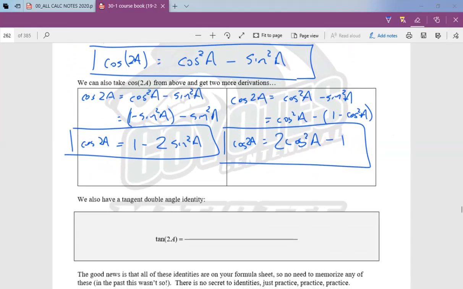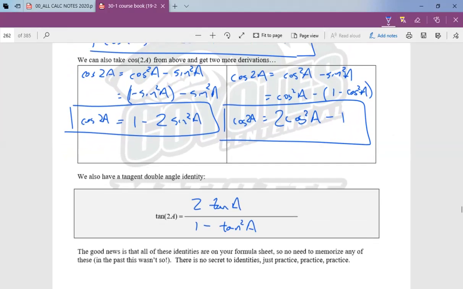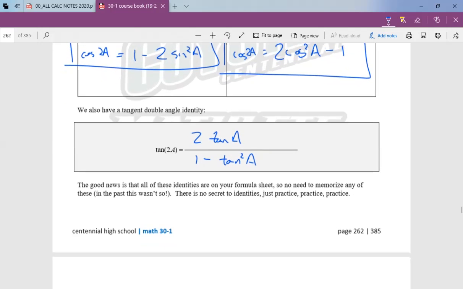All right, tangent. Tangent ends up being pretty simple to create. It's probably just as simple as the sine one. You take your sum identity for tangent, and it ends up being equal to 2 tan A divided by 1 minus tan squared A, if we let A and B be equal. So not a big deal to create that one. Those are all on your formula sheet.